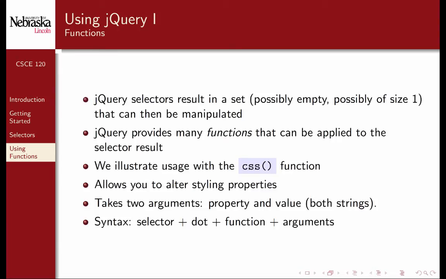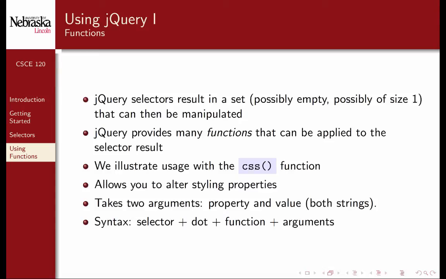jQuery selectors result in a set of DOM elements. This could possibly be empty, or it could possibly be of size 1. We can then manipulate these elements using several functions that jQuery provides. We'll take a look at several of these functions later on in the next part, but to illustrate their usage, we'll focus on the CSS function, which allows you to alter the styling properties of individual DOM elements. It takes 2 arguments, the CSS property that you want to set and the value that you want to set it to. Both of these are strings.